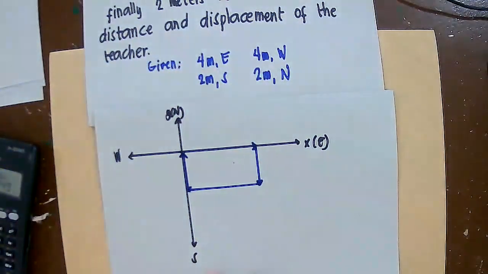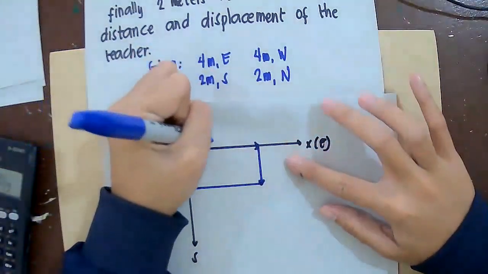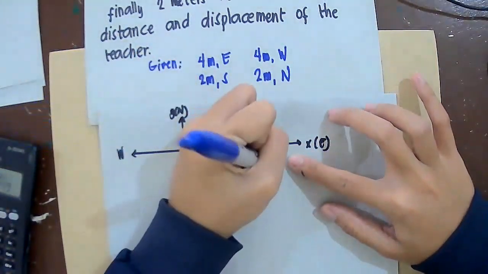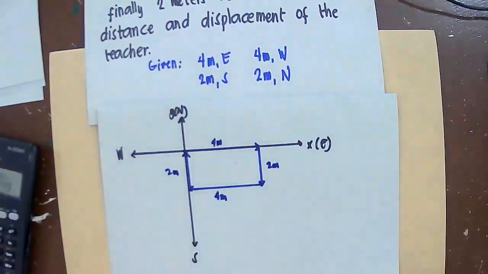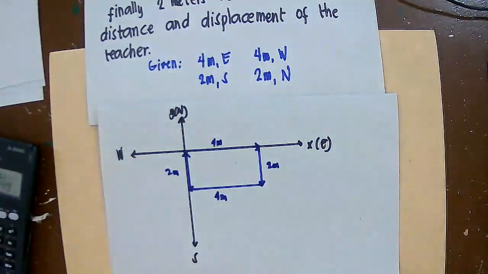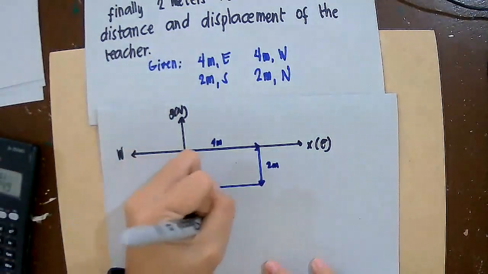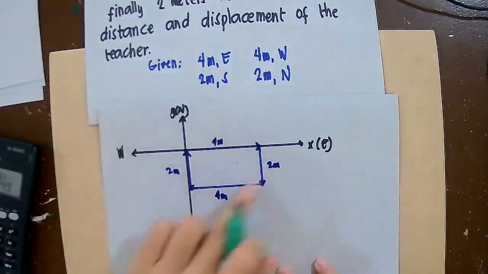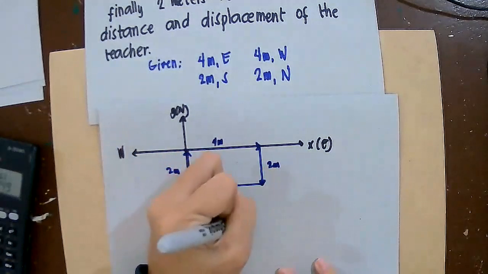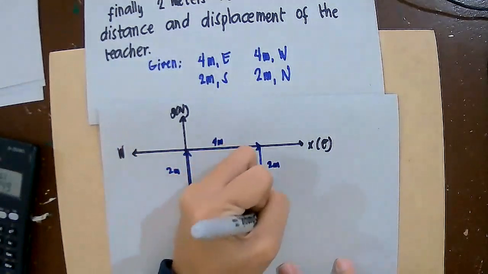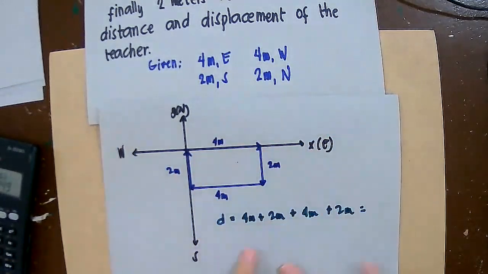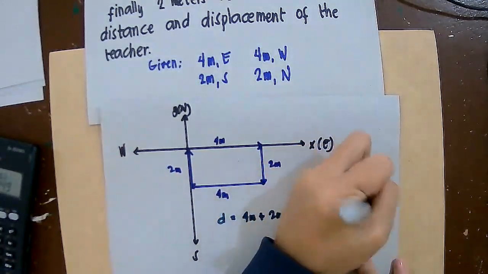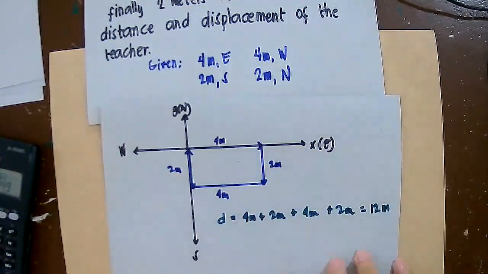So, ayan, para mas clear yung distance. So this is 4m, 2m, 4m. Okay, now what is the distance traveled by the teacher? So in getting your distance, you simply add these four values, 4m plus 2m plus 4m plus 2m. So you will get 12 meters. So yun na yung distance ni teacher.